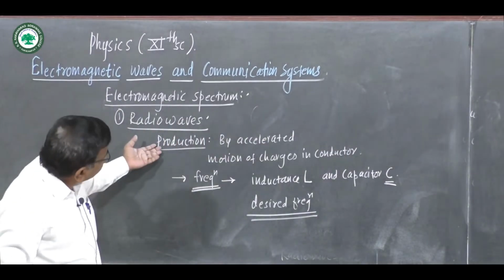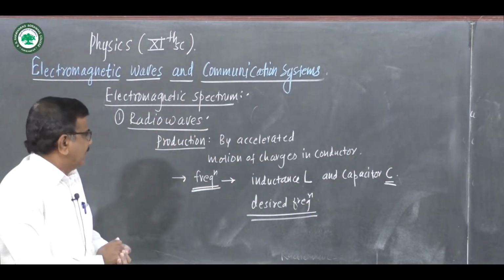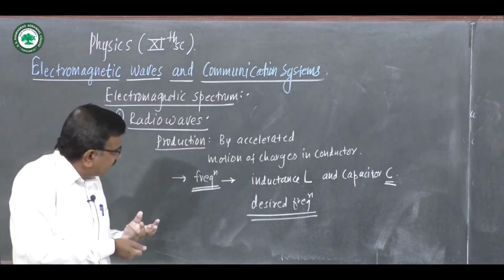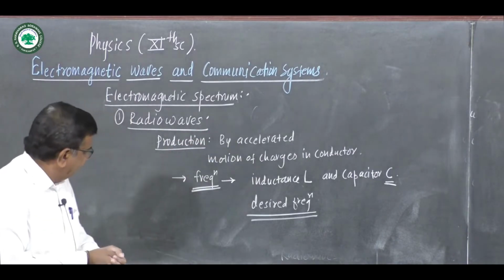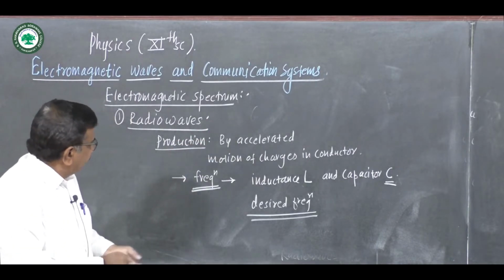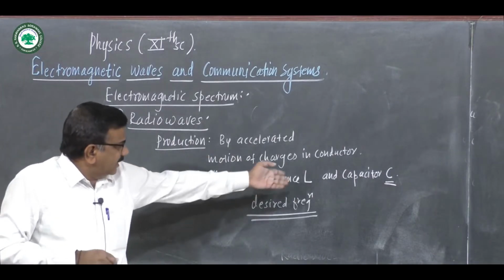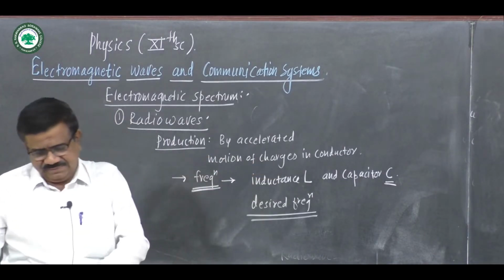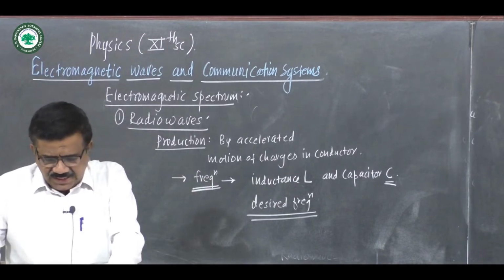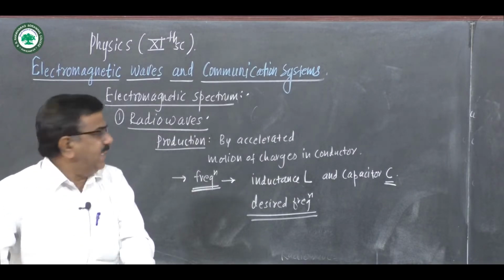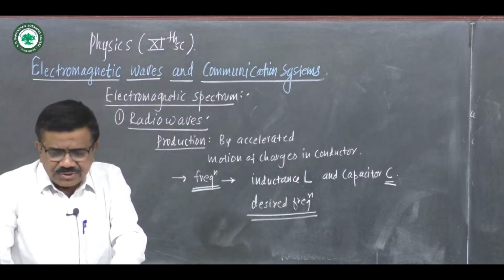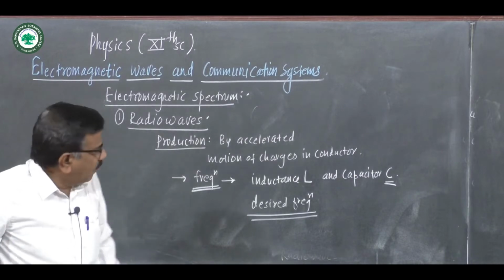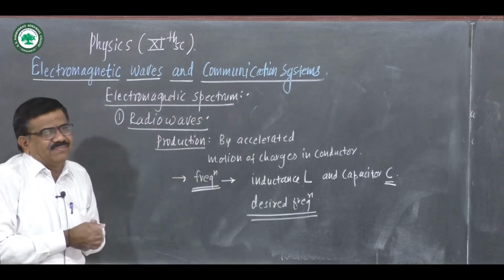So this is about the production of these radio waves. They are produced by the accelerated motion of the charges in the conducting wire. The frequency depends on the value of inductance and capacitance in a circuit. And by using suitable values of L and C, we can produce radio waves of desired frequency.